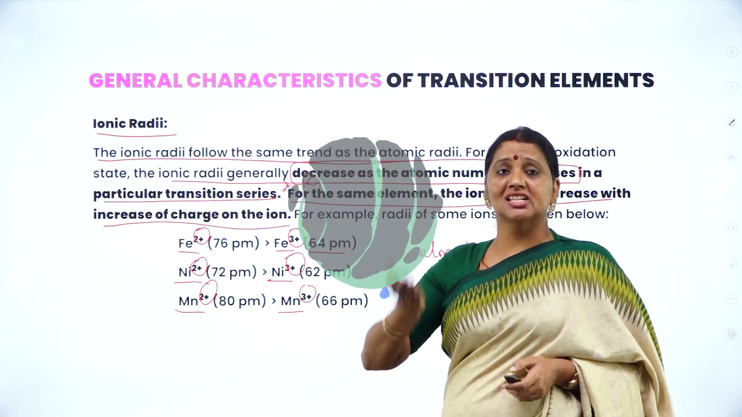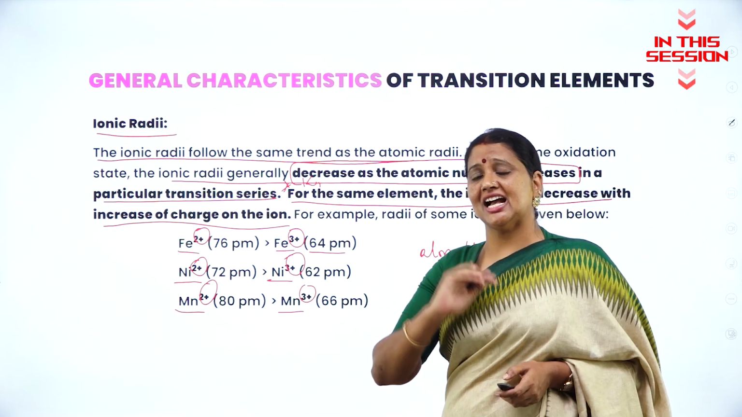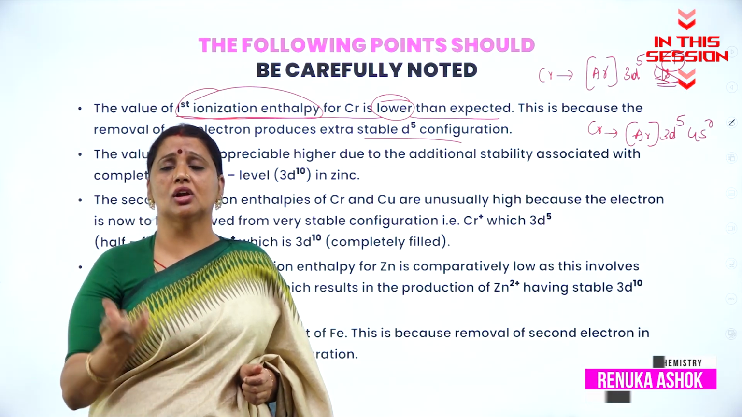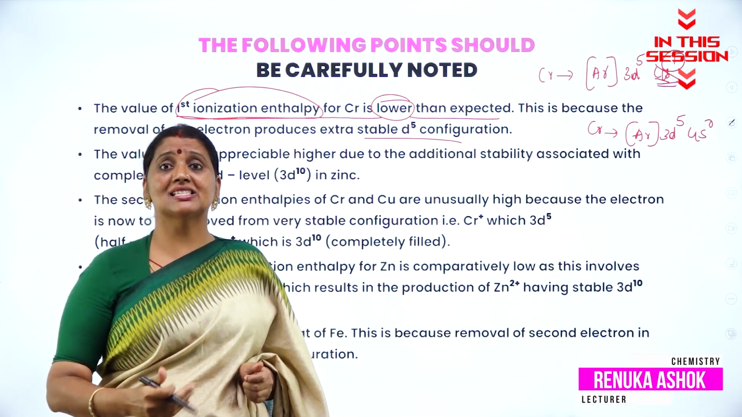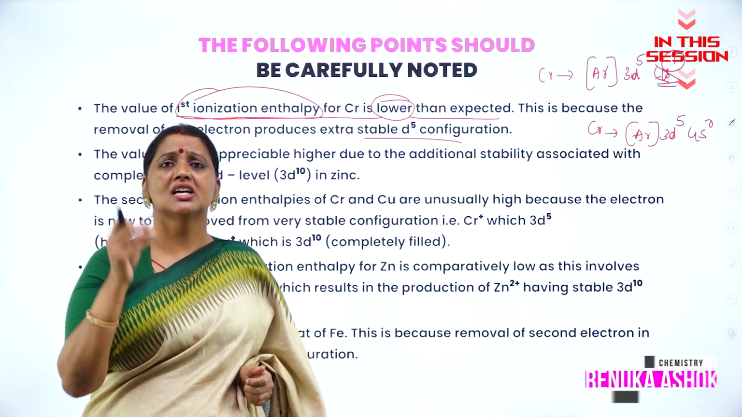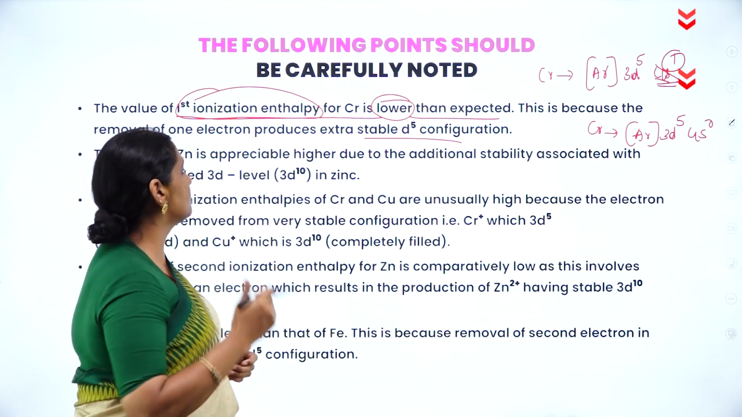As the charge increases, ionic radii decreases. Therefore, charge and ionic radii are inversely proportional to each other. After removal of one electron from chromium, it attains 3d5 electronic configuration. It gains extra stability. Therefore, its ionization energy becomes low.